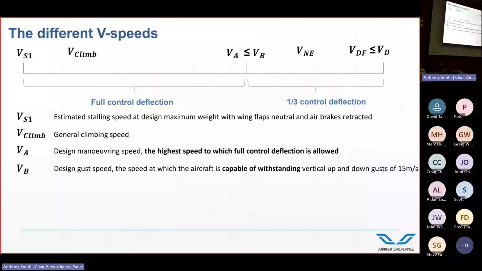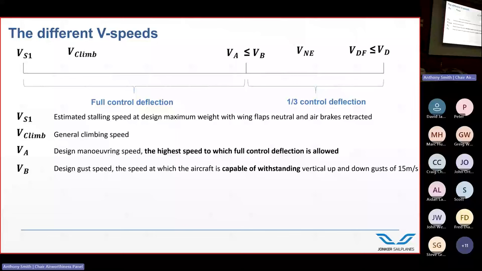So if you can see in the requirement there, one can select VA, but it may not be higher than VB. So VB you design, and VA you can select. All right, but when you select VA, we make the yellow line whatever you've selected.